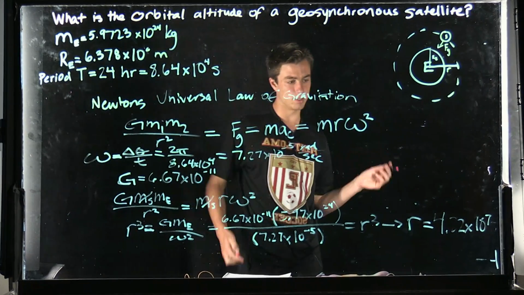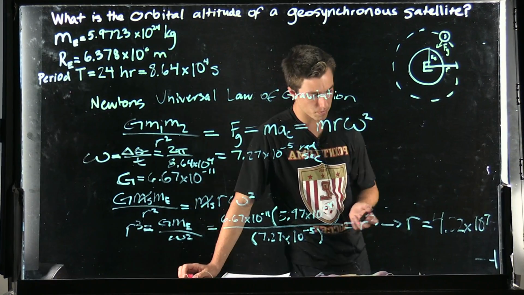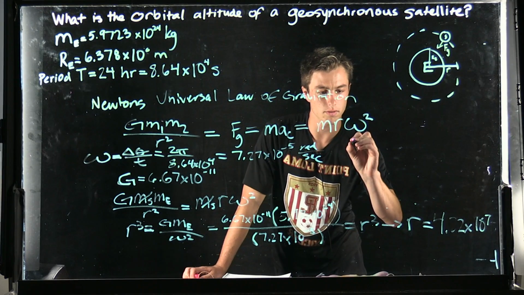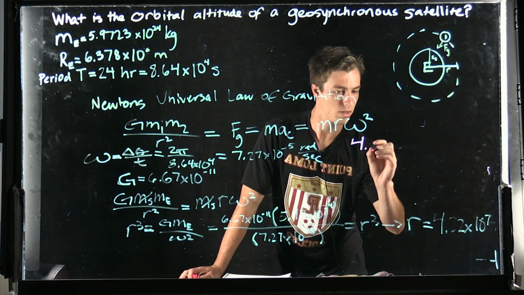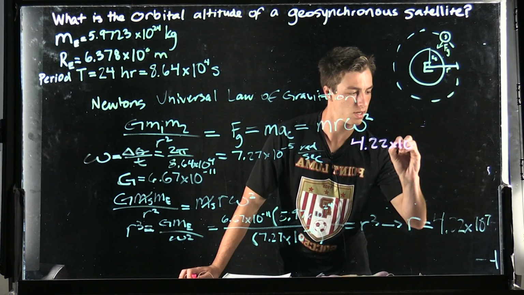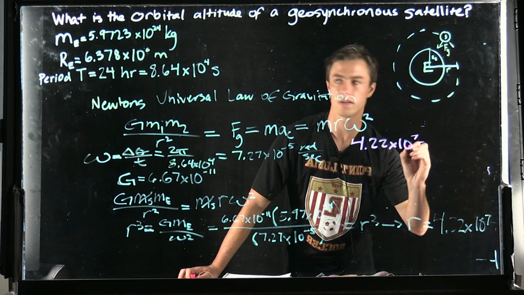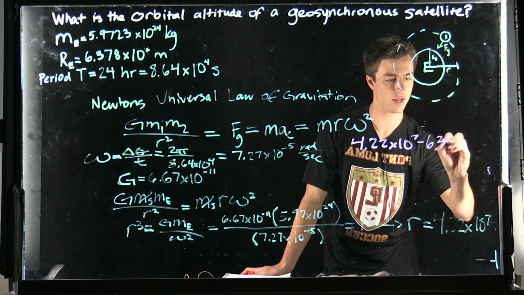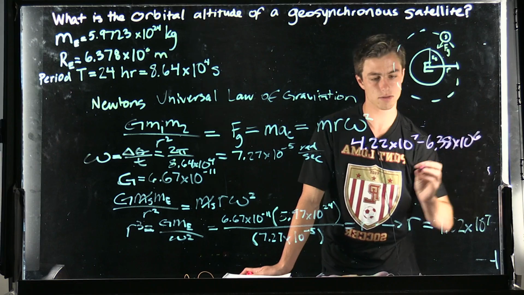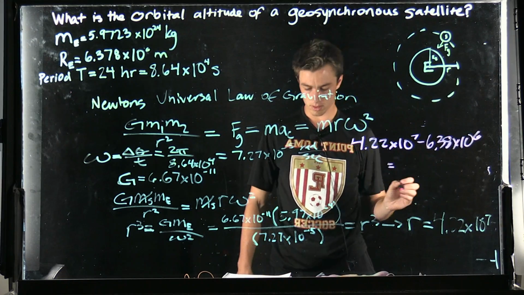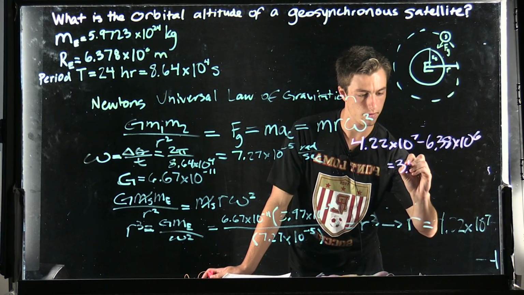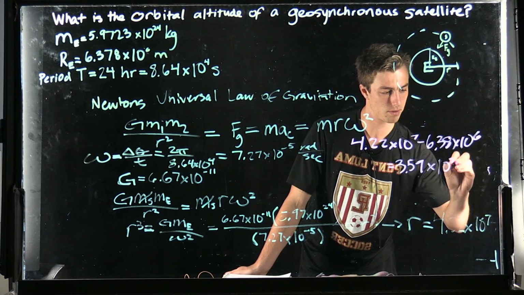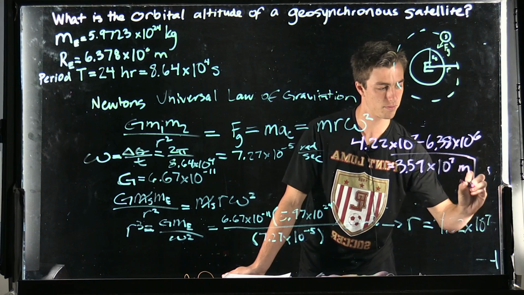Now, the last thing we have to do is subtract the radius of the Earth from this number. So 4.22 times 10 to the 7th minus 6.38 times 10 to the 6th, and that equals 3.59 times 10 to the 7th meters, and that's our final answer.